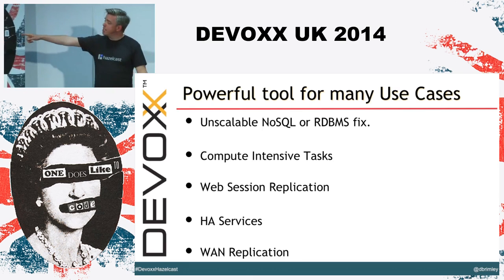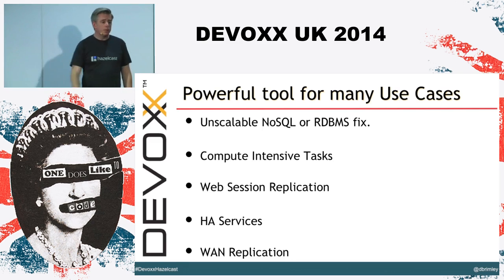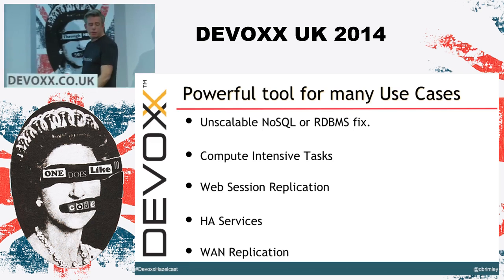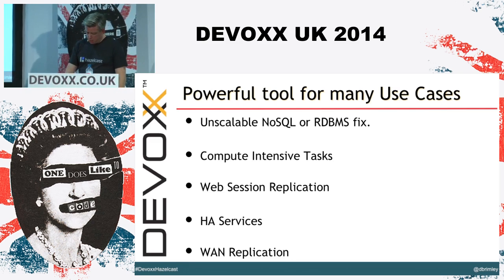And these things should be easy to set up as well. So look for a solution that allows you to set up something like WAN replication in 3 or 4 lines of configuration. So that's pretty much it. Last slide, I think.